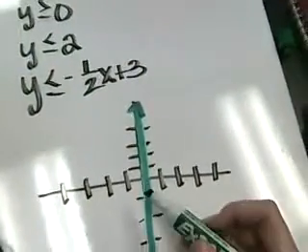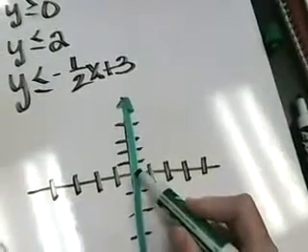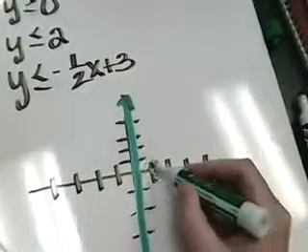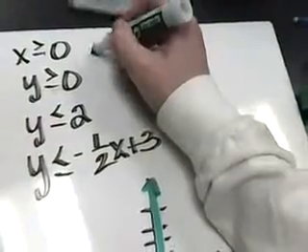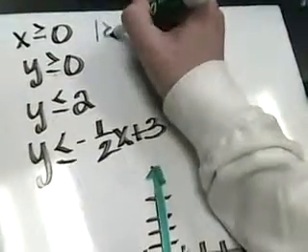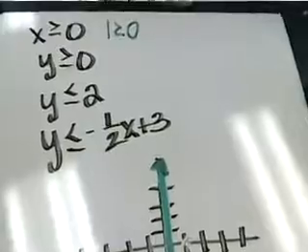Okay, then I'm going to decide where to shade. Now I can't pick 0 this time because it's on my line. So let's pick 1. Is 1 greater than or equal to 0? Yes, it is. So I'm going to shade in the direction of that point.